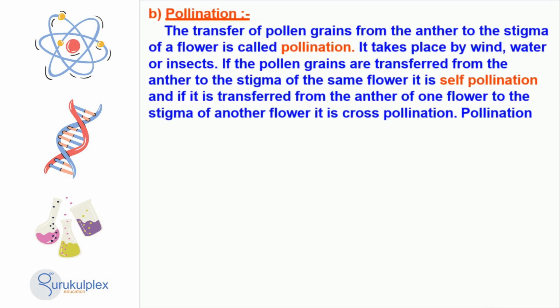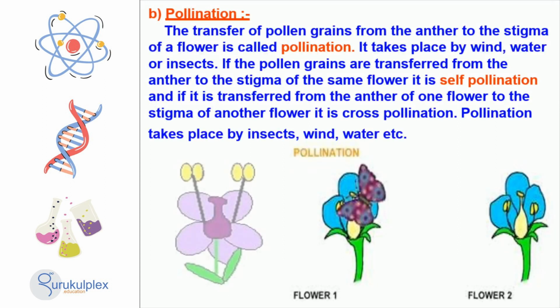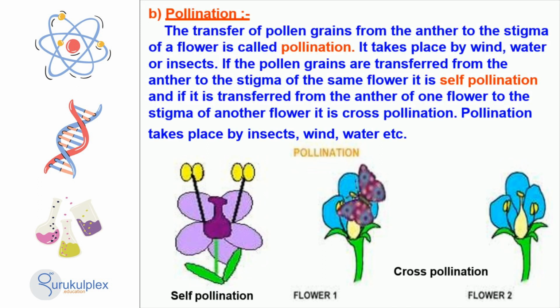Pollen grains are transferred from the anther of a flowering plant to the stigma of another in order to facilitate pollination, an essential process in reproduction. This transfer is often done by insects, but can also occur through elements such as wind or water. Self-pollination involves the anthers of the same flowering plant, while cross-pollination involves two different plants.